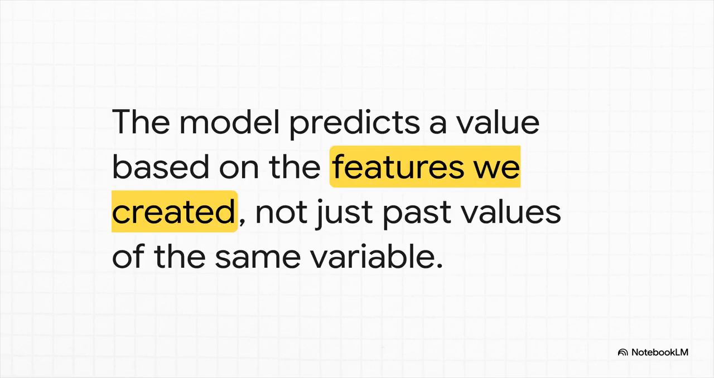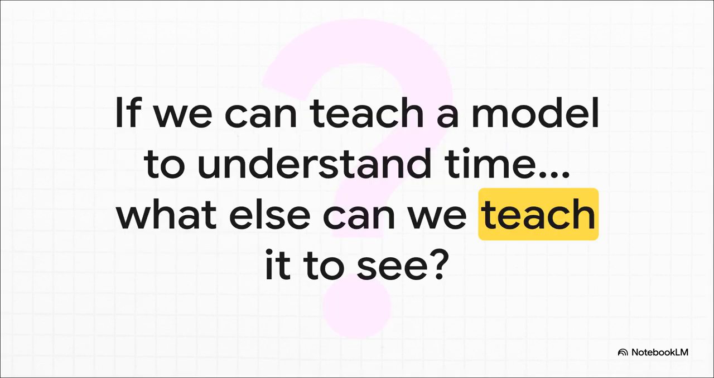So, when you boil it all down, what did we do? We took a model that is completely blind to the concept of time, and through some clever data wrangling, we taught it how to use the patterns of the past to make a really solid guess about the future. Pretty cool, right? And that really leaves you with a final, kind of mind-bending question. If we can use feature engineering to teach a model something as fundamental as time, what else can we teach it to see? What other hidden patterns are just waiting to be uncovered?